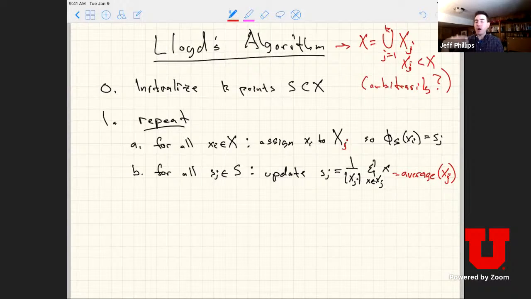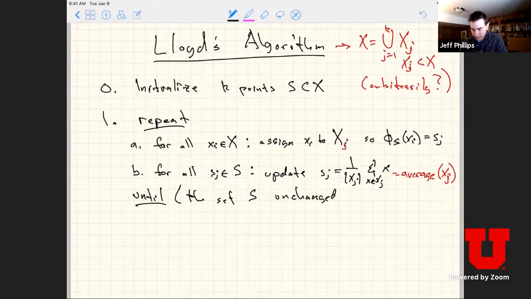But this may have caused the closest center for every point to have changed. So I have to go back to step A. I can't just do one round of this. I have to do a bunch of rounds. I'll go through an example, but this basically goes until, say, the set S is unchanged, or the change is so small. This is now a discrete problem with the assignments. It's discretely assigned, so it will eventually stop, unlike gradient descent, which might not ever stop.